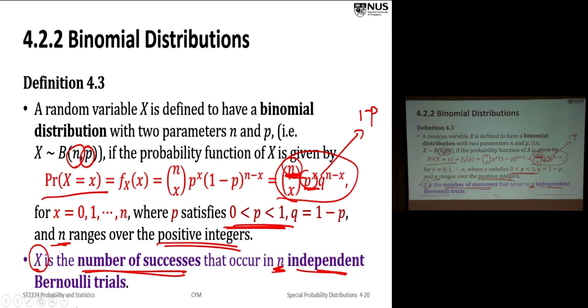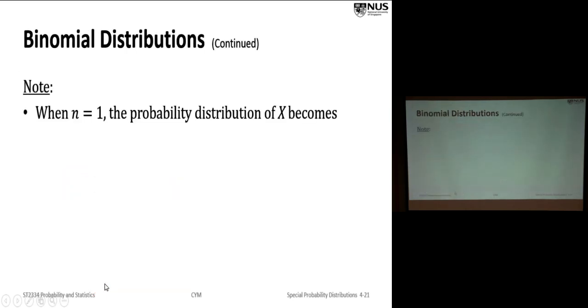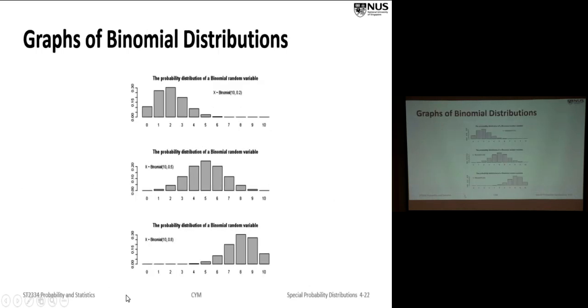So you must have n trials. And these n trials must be independent, which means that the probability of success is the same. All right? And also the outcome will not affect the other trials. And while x is the number of successes out of these n independent Bernoulli trials, then x will follow a binomial distribution. All right? So here are three graphs to show the probability function for different p.